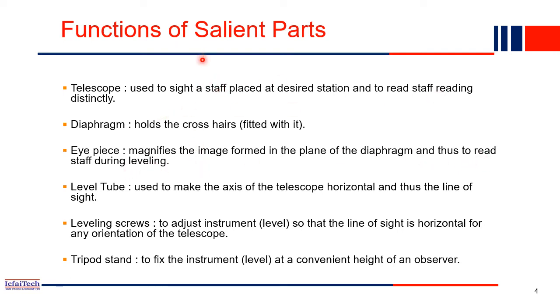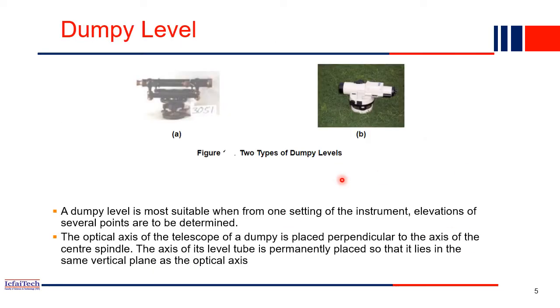The instrument will be here and the staff may be 1 kilometer far, so in that case you have to magnify the staff reading. Otherwise we can't read what we see on the staff. Then you have the leveling tube, which checks whether our instrument is at a horizontal level or not. If it is not, then using the leveling screws we adjust the level so that the line is exactly parallel to the earth terrain. And lastly you have the tripod stand, basically to fix the instrument. So these are the main features in the levels.